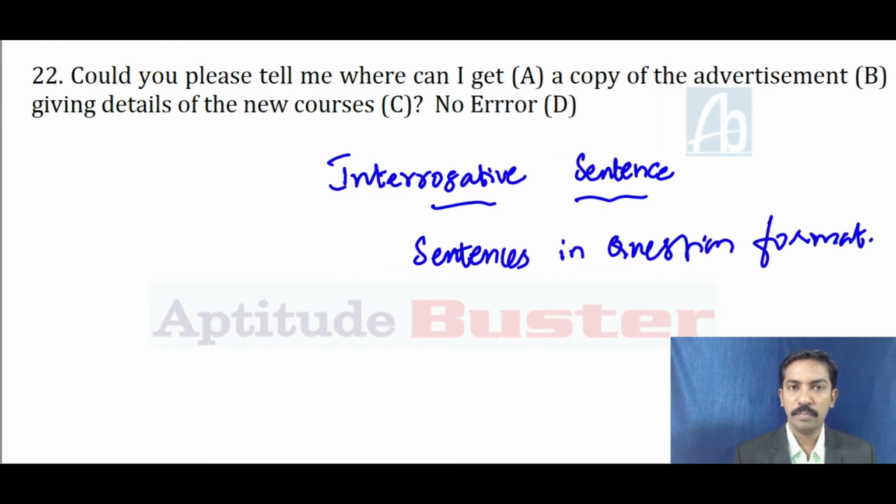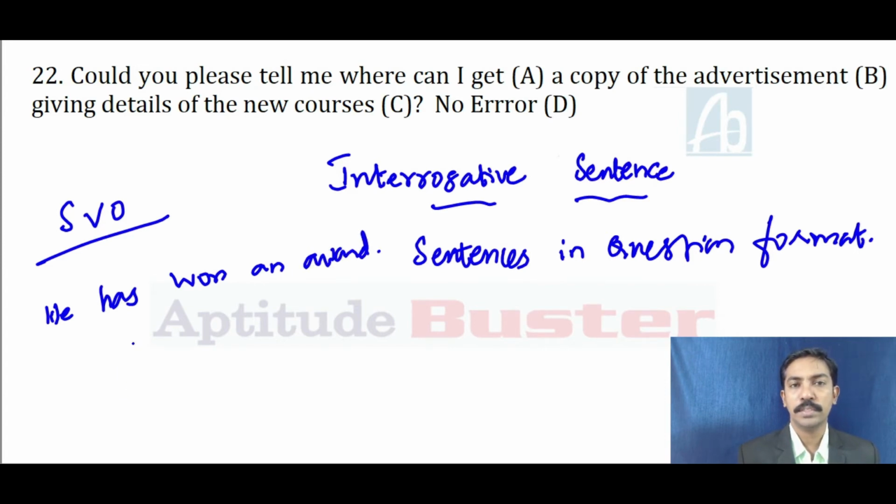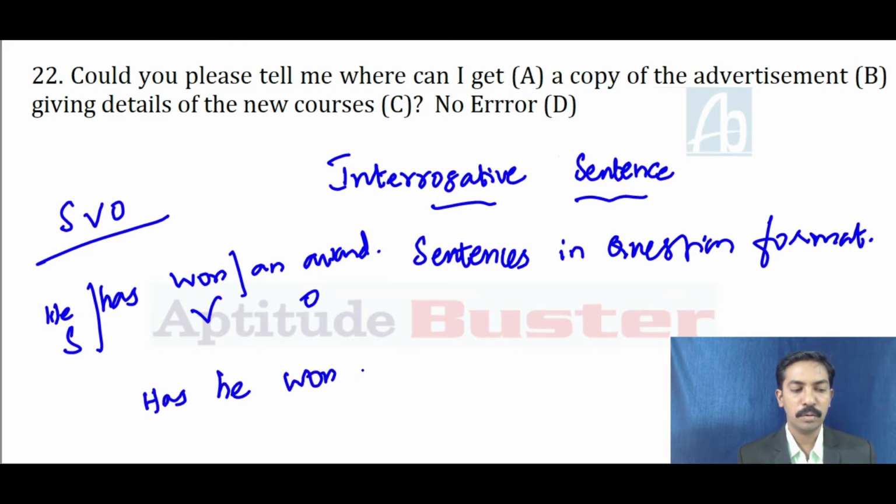Interrogative sentence means nothing but sentences in question format. Usually or commonly we will get sentences in the subject, verb, object pattern. Say for example, he has won an award. Let's say this is a usual sentence pattern where you have the subject, verb, object pattern. For an interrogative sentence or question format, the same sentence we will say, has he won an award. In interrogative sentence pattern or in the question format, the verb precedes the subject. Keep this idea in your mind. The usual structure is subject, verb, object, that is the most common sentence structure. But in the question format, the verb will precede the subject. The verb will come before the subject.